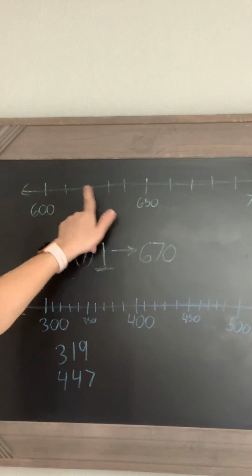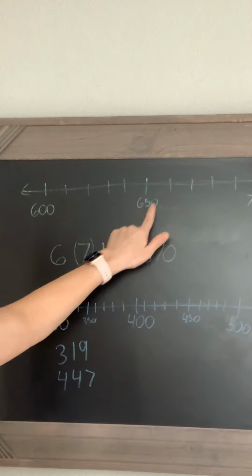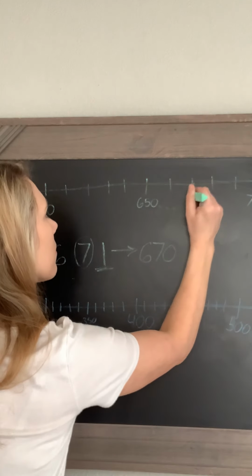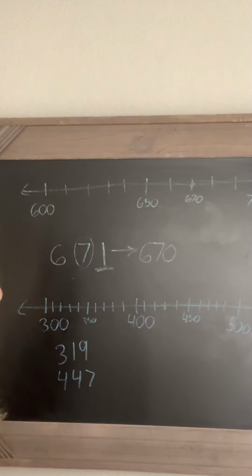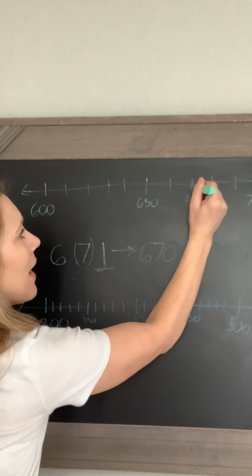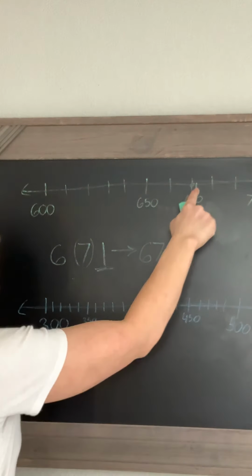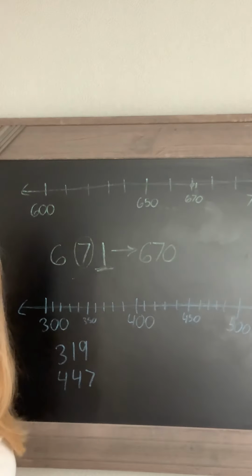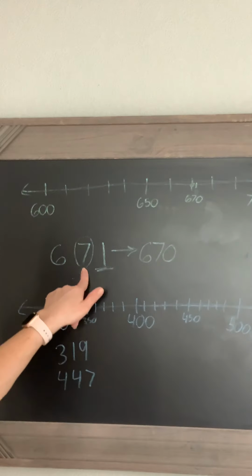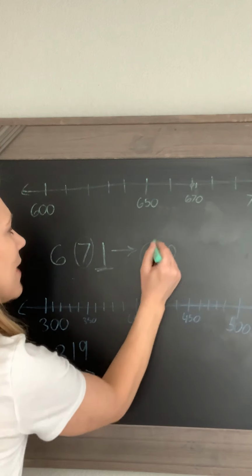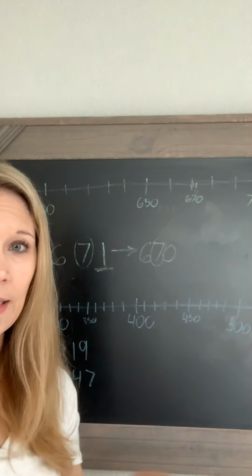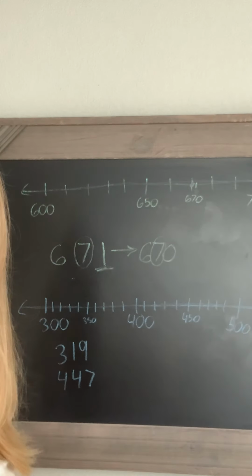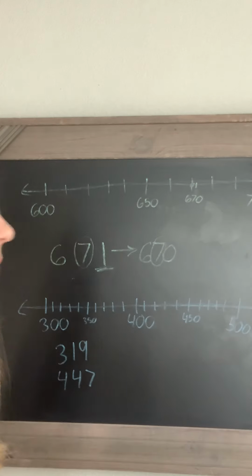Okay? When we look up here at our number line, 650, 660, 670. And 671 would be like right after it. 671 is way closer to 670 than it is to 680, okay? So we're gonna let that rest. So this 7 is resting because that 1 says to let it rest. It's closer to the 7 tens than the 8 tens.